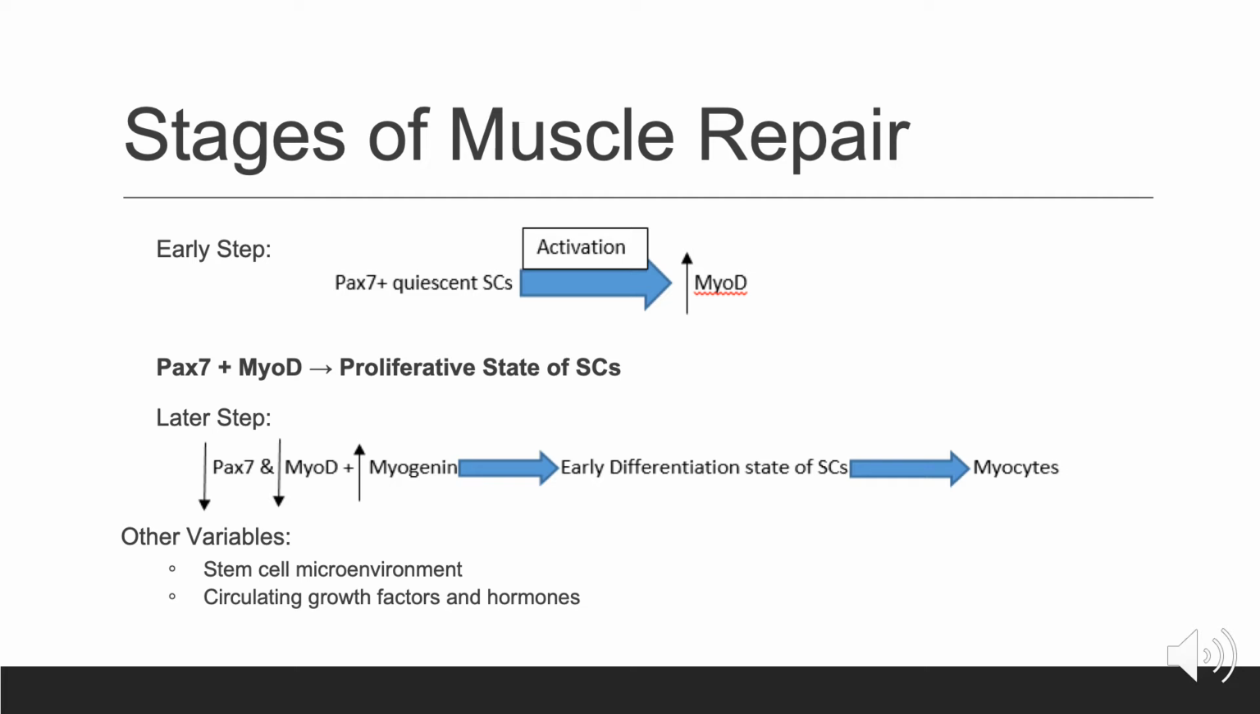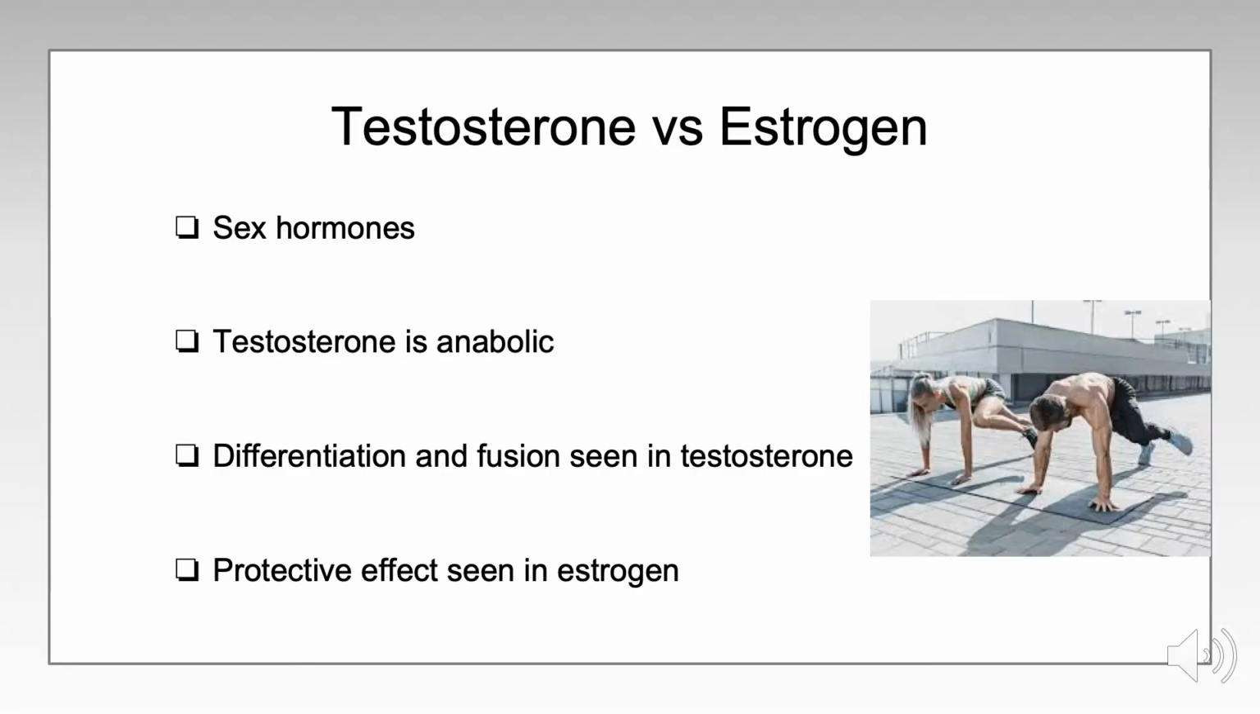Other variables that can affect muscle repair include the stem cell microenvironment, which is a key variable, along with circulating growth factors and hormones. Testosterone belongs to a class of male hormones called androgens. The ovaries in women also produce testosterone along with estrogen. These sex hormones are involved in the growth, maintenance, and repair of reproductive tissues. These hormones play a role in key differences between the sexes.